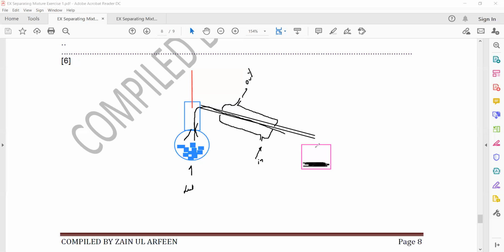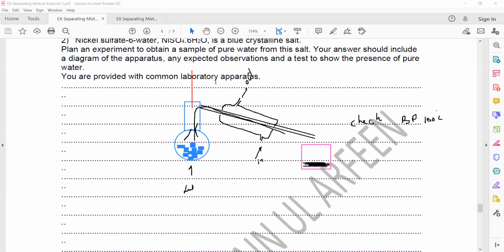What is the test for the water? How can you test the water? You can check the boiling point, and it will boil at 100 degrees centigrade. And the expected observation, what will you observe?